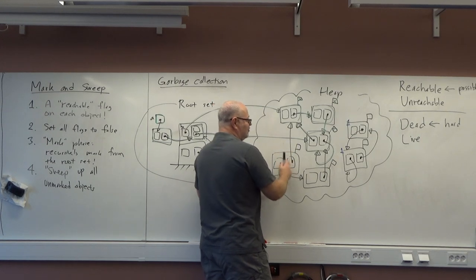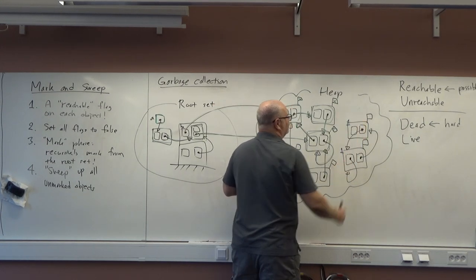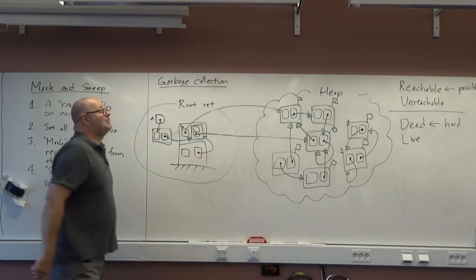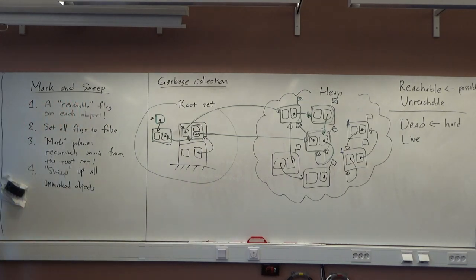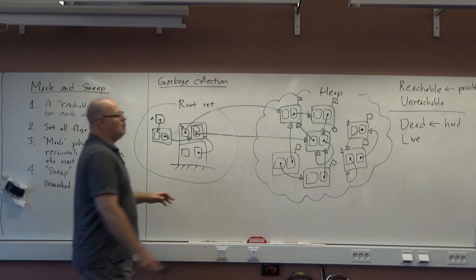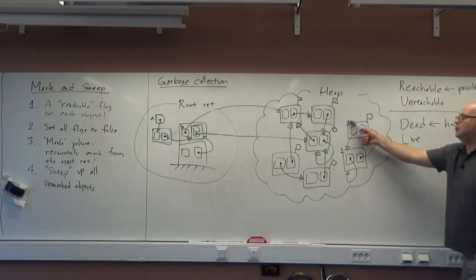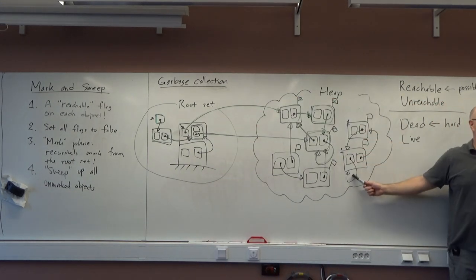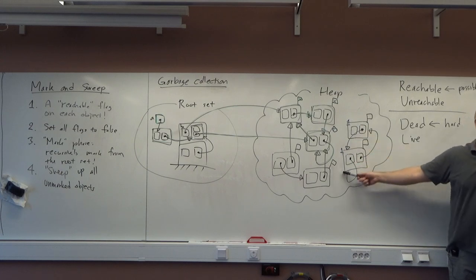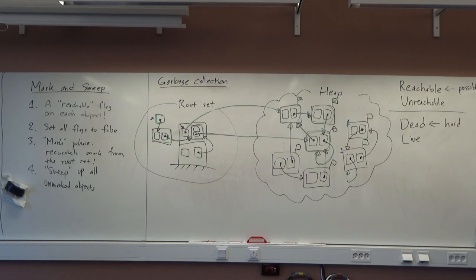And this is not marked, this is not marked, this is not marked, this is not marked. So I reclaim them. That is, I know that the next time malloc, or whatever way I have to allocate objects on the heap, is called, I can use one of these spaces. And incidentally, these two were reclaimed also. It doesn't matter that we couldn't use reference counting to reclaim them, but mark and sweep can reclaim them.